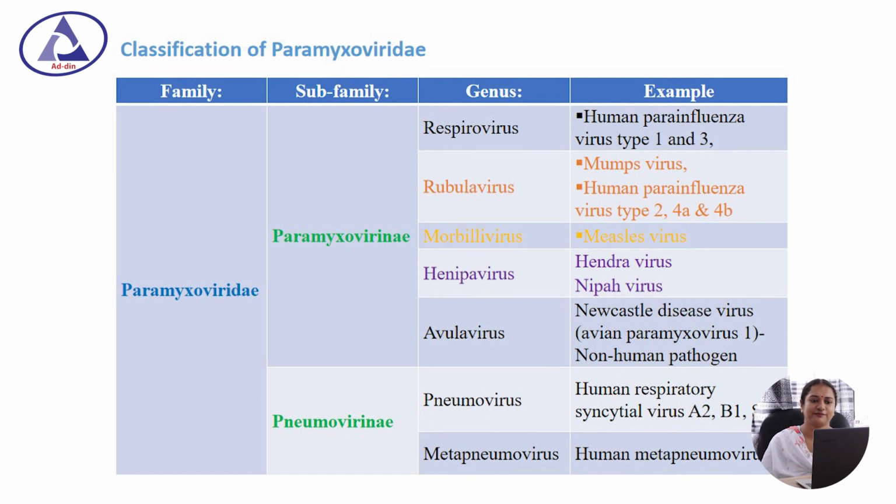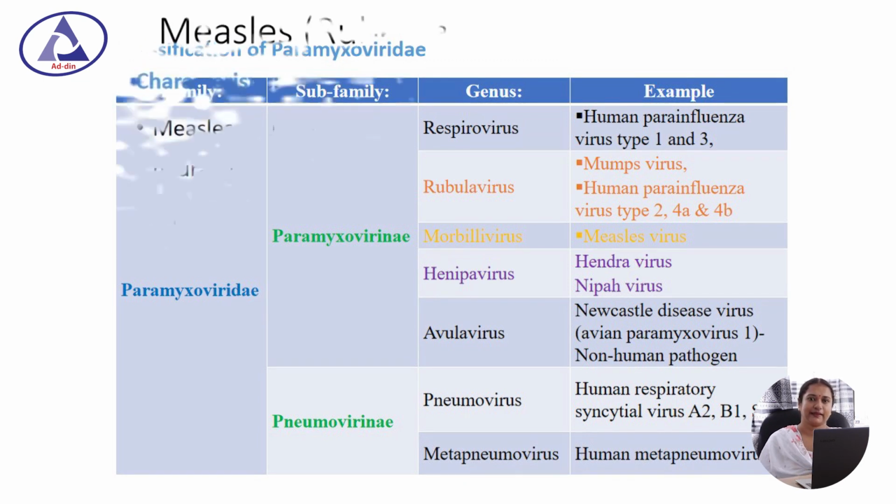Classification of Paramyxoviridae. Paramyxoviridae is classified into 2 groups, Paramyxoviridae and Pneumoviridae. Measles, mumps, human parainfluenza, Hendra and Nipah viruses are subtyped into Paramyxoviridae, whereas human respiratory syncytial virus and human metapneumovirus are classified into the Pneumoviridae group.